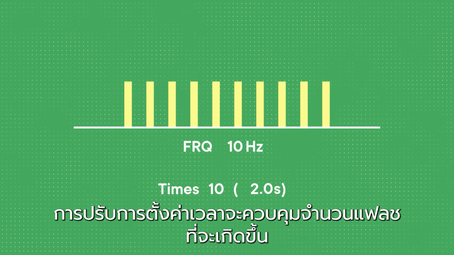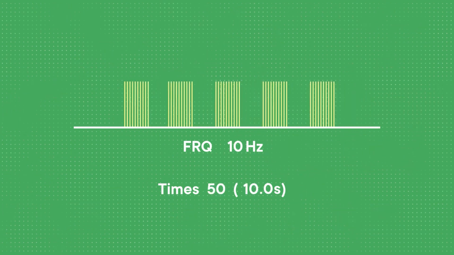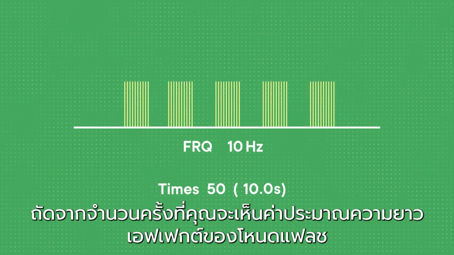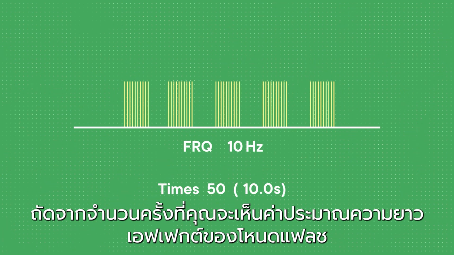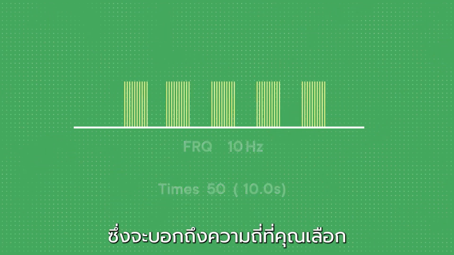Adjusting the time setting will control how many flashes will occur. Next to the number of times, you will see an estimate for the length of the flash node's effect, which will reflect the frequency you have chosen.